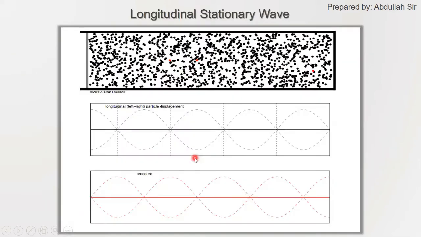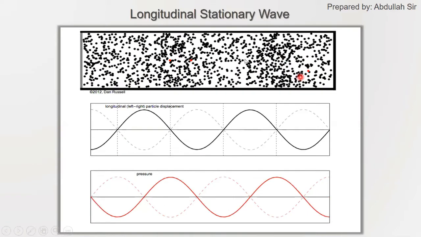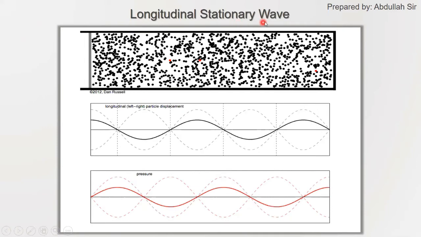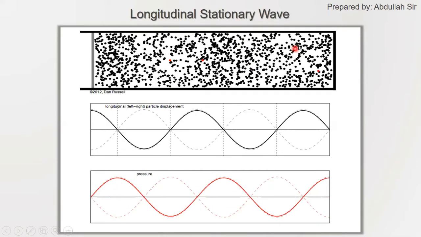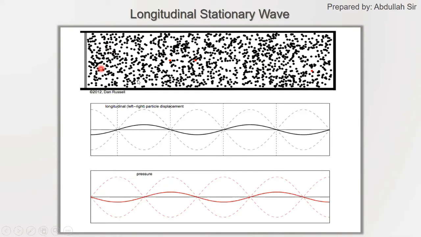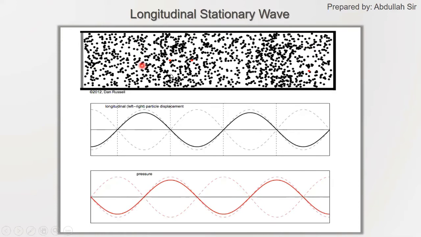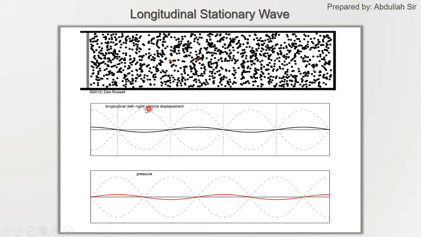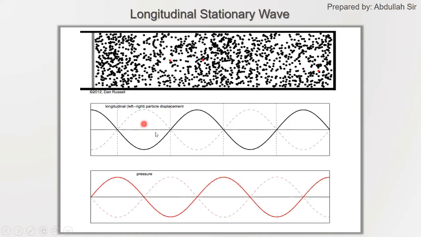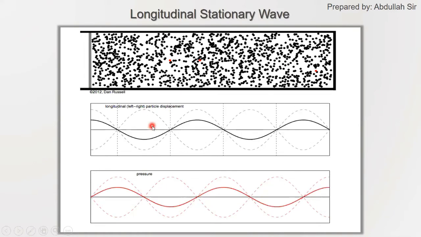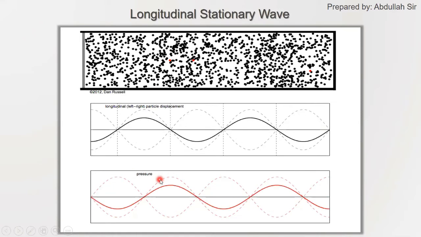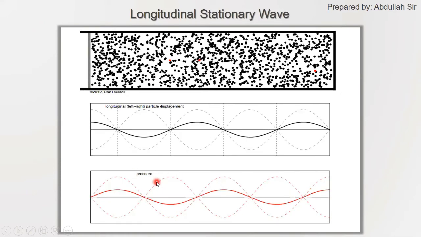Now this animation shows us a longitudinal stationary wave. The very top animation is the longitudinal stationary wave, and this middle diagram is showing the variation of the displacement of the particles, and the bottommost graph is showing the variation of pressure.